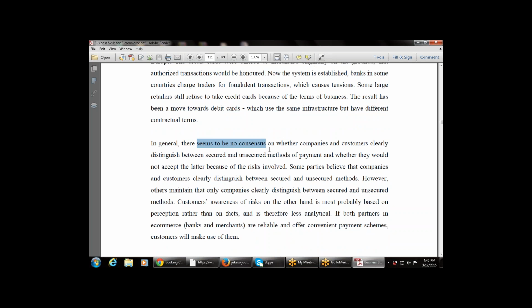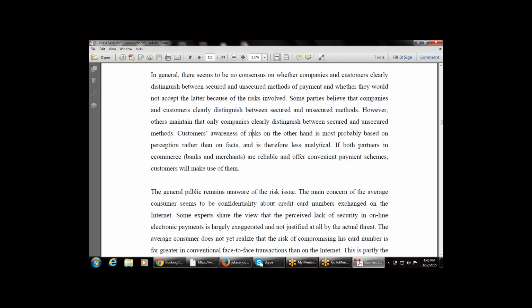In general, there seems to be no consensus on whether companies and customers clearly differentiate between secure and unsecure methods of payment, and whether they could not accept the latter because of the risk involved. Some parties believe that companies and customers clearly differentiate between secure and unsecure payment. The general public remains unaware of the risk issue, that is, the risk involved with the e-payment system. Most people think everything is okay, nothing to worry about. But that is not the case.